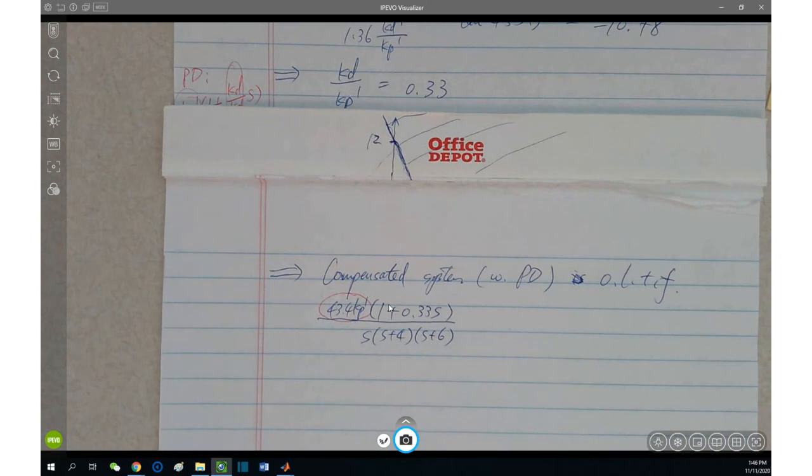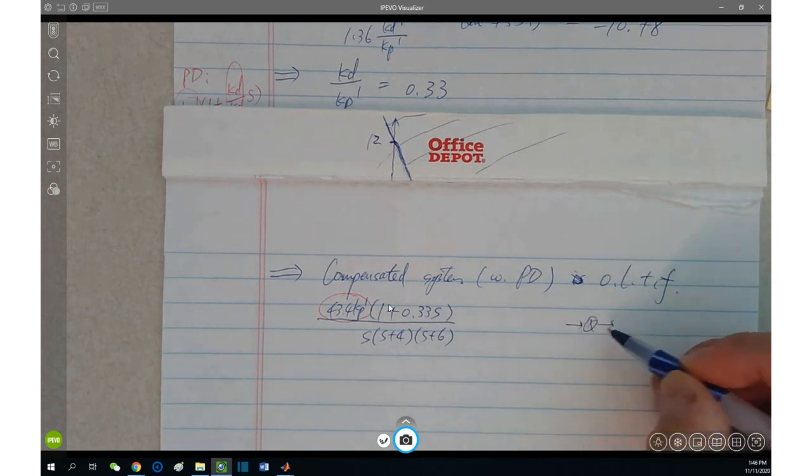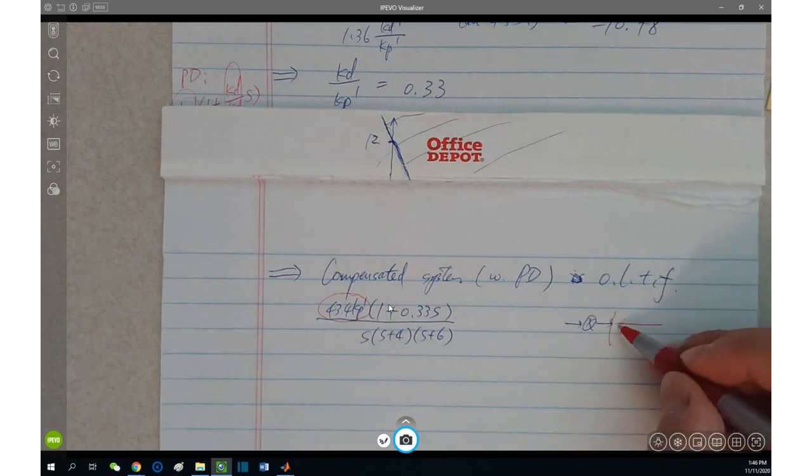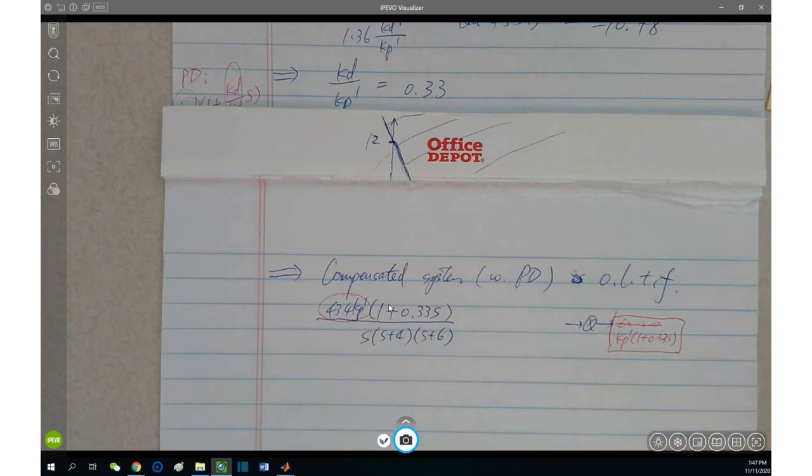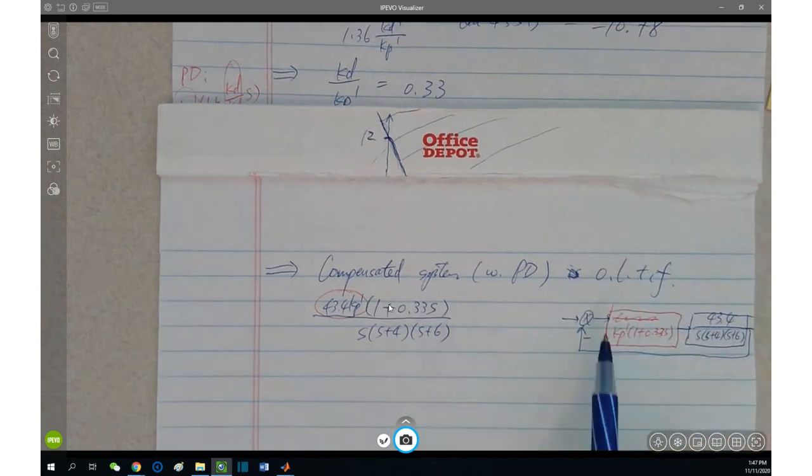Of course, we have unity feedback. And the system looks like this, right? Once again, here is KP prime times 1 plus 0.33 S, connected to 33.4 over S plus 4 S plus 6. This is the system, and therefore the open loop transfer function is here. Once again, the only thing we don't solve yet is the KP prime.